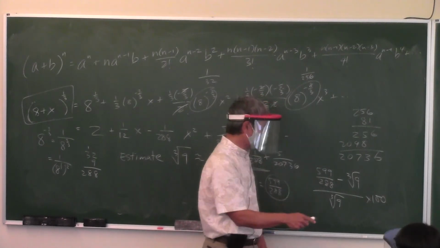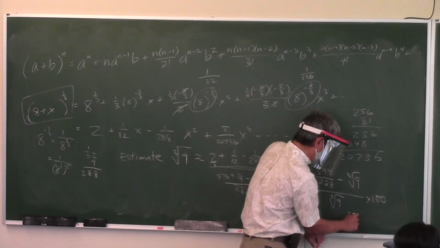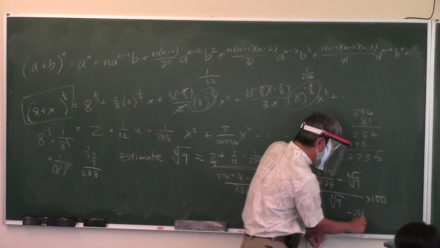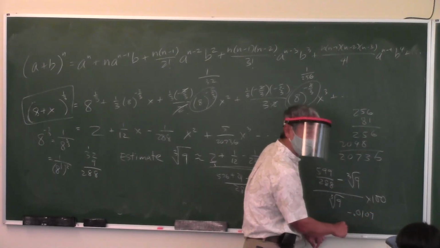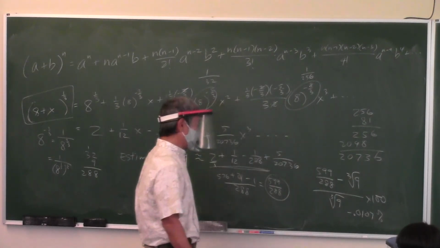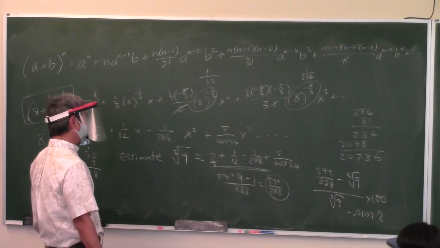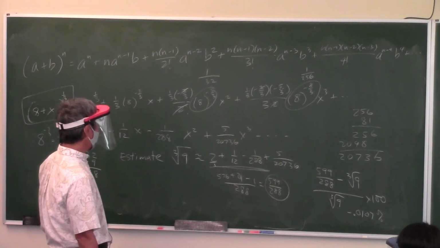Okay, somebody got an answer. What do we got? Negative 0.0107 percent. So that means you're below the actual answer. That actually makes sense. Actually, it doesn't make sense. I think we should be above the answer.